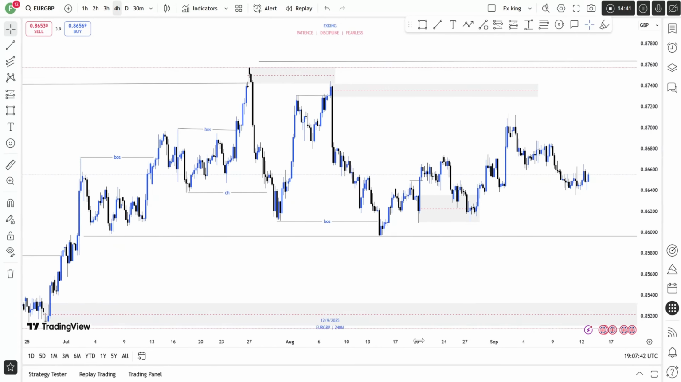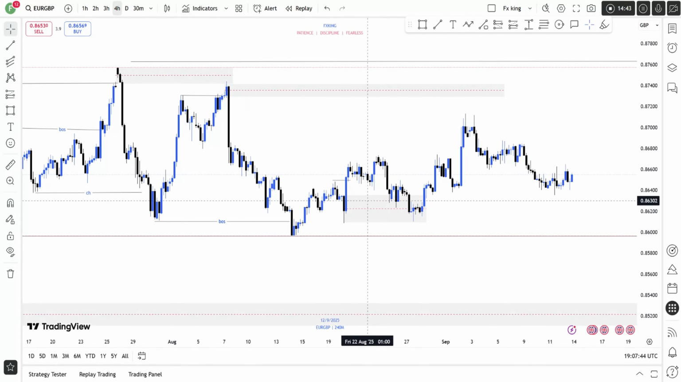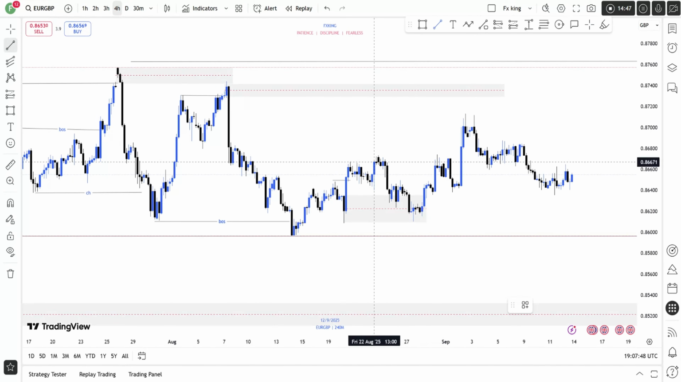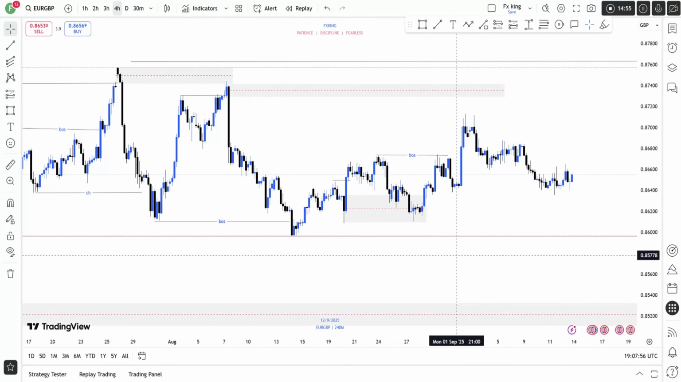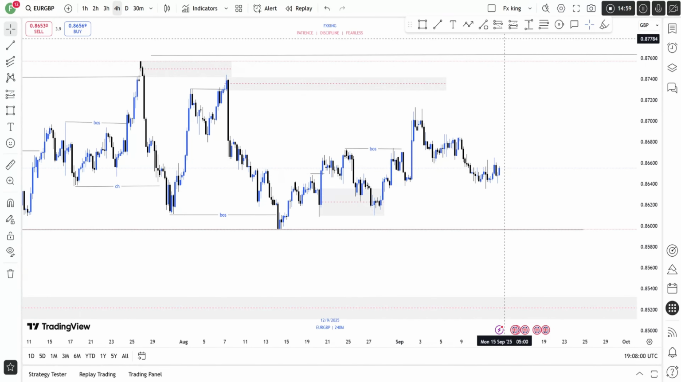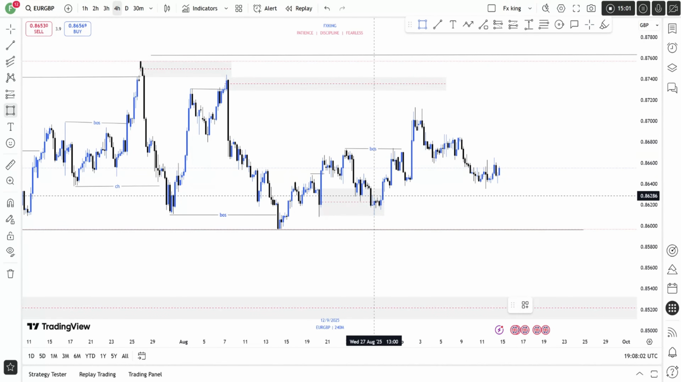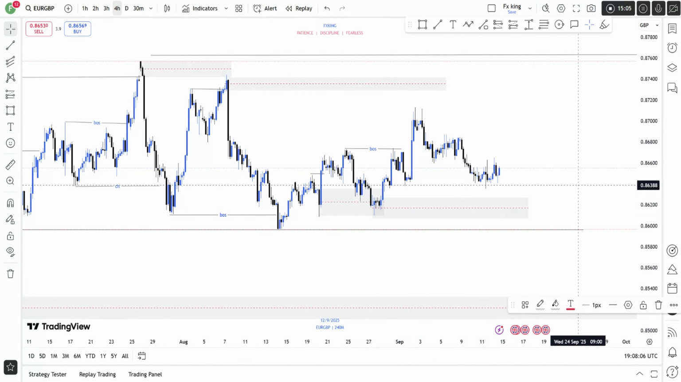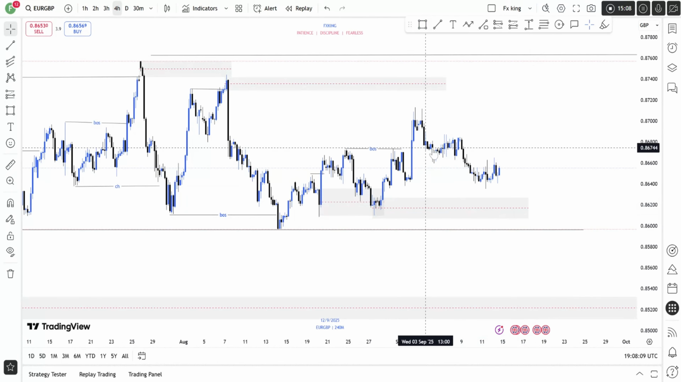So now, after this break of structure here, we can still see that the market still struggled to push up. It left us another zone. This is another break of structure. Now, all of these are internal structures. So from here, we can still see that this market might likely provide us with another opportunity right down here, because this is our next break of structure.